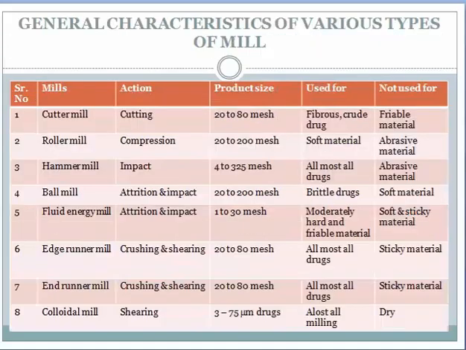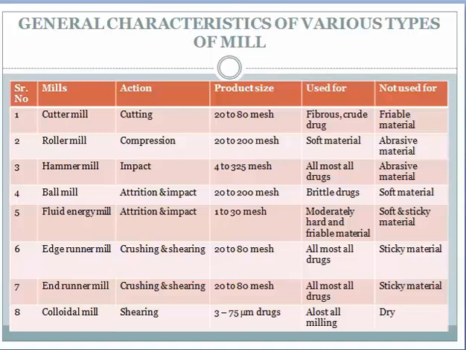Now, here you can see the table which describes the various mills which are used, what kind of principles they use, what kind of particle size will be produced, and for what kind of material they may be used and may not be used. Next, in case of cutter mill, it involves the action of cutting that will produce the size 20 to 80 mesh, which is useful for materials such as fibers and crude rubber. It may not be used for pliable material.